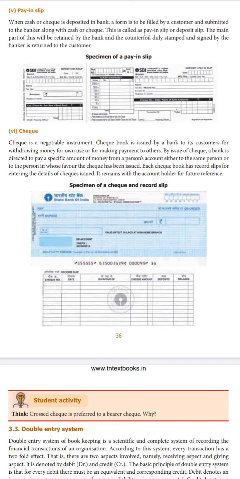Fourth is the credit note. This credit note is prepared by the seller because he is receiving defective quality goods from his customer. So, to act as a proof, the seller will prepare the credit note. Next we saw the pay in slip, which is used in bank transactions, especially when we deposit money in the bank by way of cash or check. Then we use this pay in slip or deposit slip.